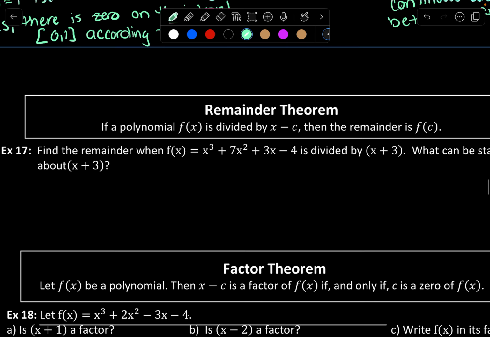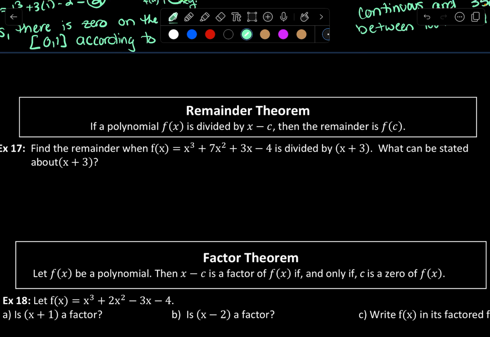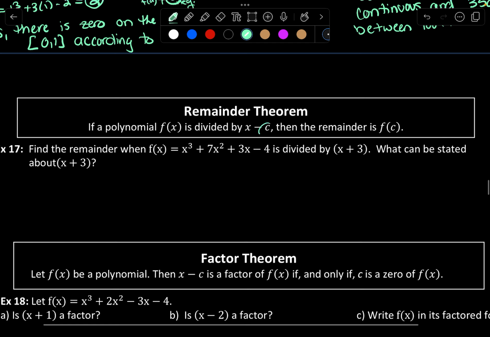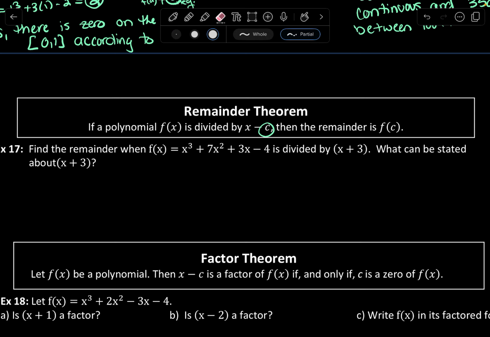All right, so the next theorem is going to be the remainder theorem. The remainder theorem states that if a polynomial f of x is divided by x minus c, then the remainder is f of c. So this is just stating that whatever the factor is, if we plug that into the function, we will get the remainder, which is the same as the output, okay? So this says find the remainder when f of x is divided by x plus 3. So with this remainder theorem, we're able to find what the remainder is without actually going through synthetic division, okay?